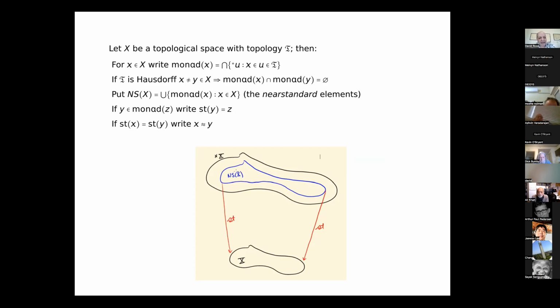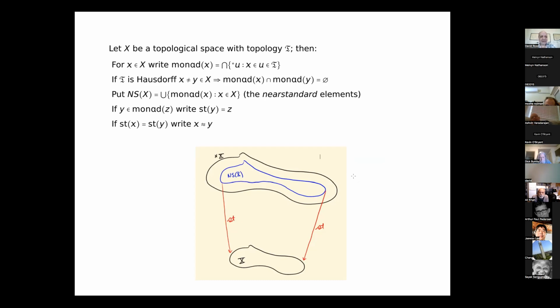If you've got a near standard element, we use ST of Y, the standard part of Y, to be the standard element it's close to. So up in star X, we've got some subset, possibly all of star X, called the near standard elements. And then the standard part map takes every near standard element and rounds it off to the nearest standard element. And given two elements of the near standard space NS of X, we say that they're infinitely close to each other if they have the same standard part.